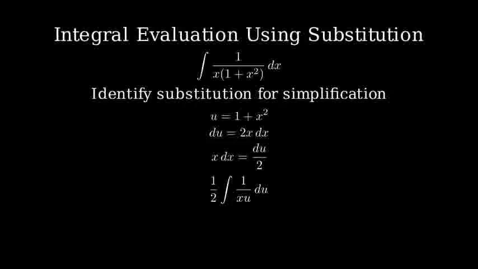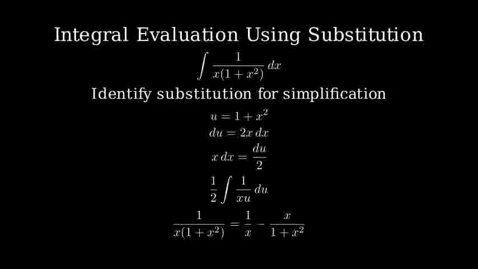Substituting everything back into the integral, we'll replace 1 plus x squared with u, and x dx with du over 2. The integral now becomes 1/2 times the integral of 1 over x u du. Unfortunately, this new substitution doesn't make much progress toward solving our integral. Let's take a step back and instead split our integral differently.